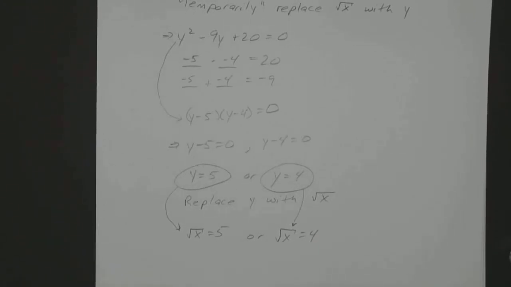So you just square both sides. You have square root of x squared equals 5 squared, and square root of x squared equals 4 squared. The square and the square root cancel out, so you have x equals 25, or, the square and square root cancel out here, x equals 16.